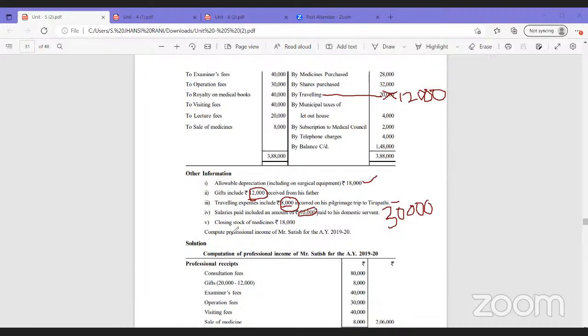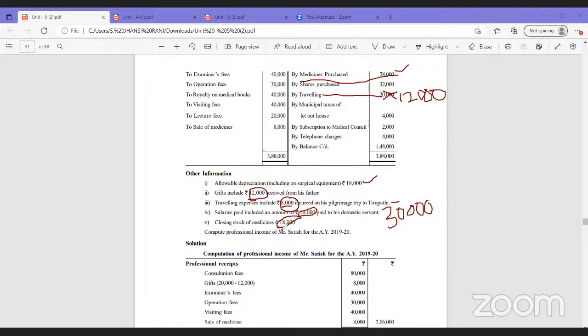Next, medicines. Cost of medicines, closing stock is 18,000. See, I have purchased medicines of 28,000. But did I use the total medicines for the patients? No. How much is left over? 18,000 is left over. So how much did I use? I used only 10,000 value of medicines.